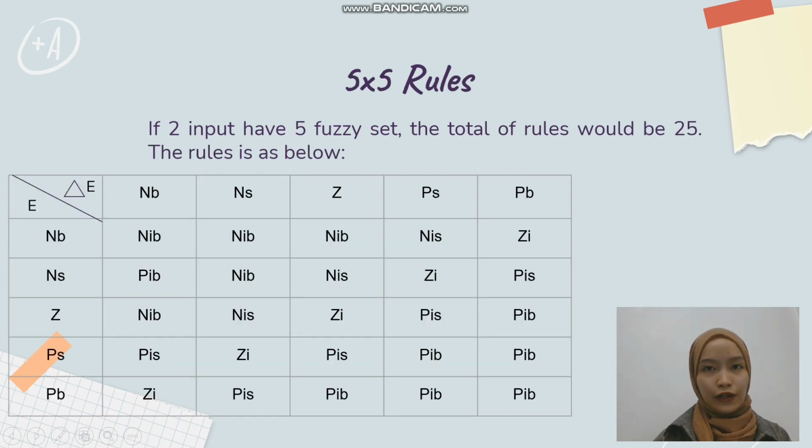Next, 5 times 5 rules. If two inputs have 5 fuzzy sets, the total number of rules would be 25. And the rules are as in the table.